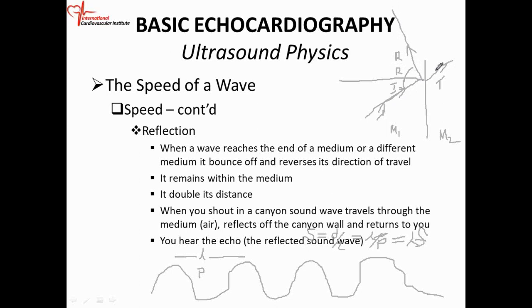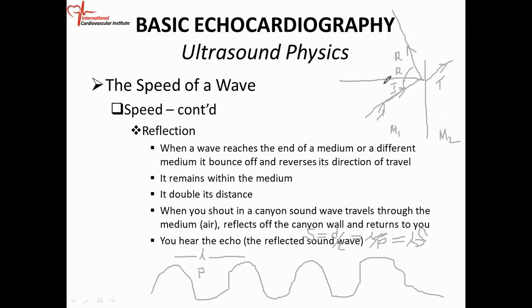Remember, a portion of the wave is going to be transmitted through the other medium. So when the wave is reflected, it bounces off the boundary. It remains within the same medium. So it's going to transmit here, and it's going to bounce back and go there. So it's in the same medium, media one. Okay?